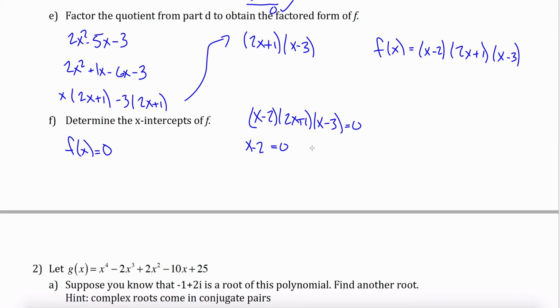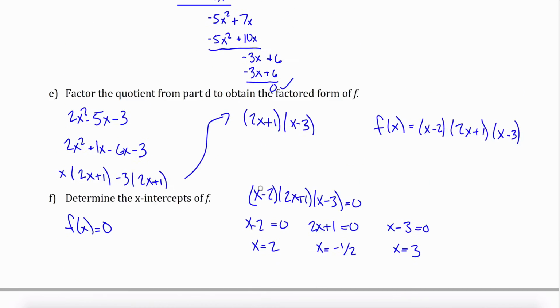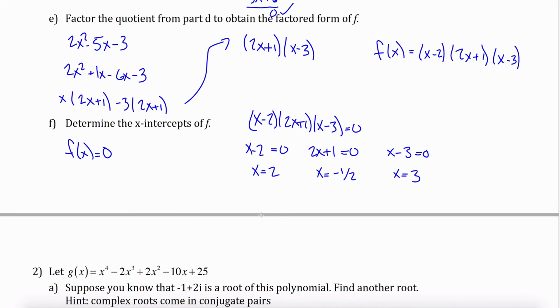So if x minus 2 equals 0, or 2x plus 1 equals 0, or x minus 3 equals 0. So if I solve these three equations, if I add 2 to both sides of the equation here, or subtract 1 and then divide by 2 here, or add 3 here, I get the x-intercepts. So I got 3 x-intercepts of this polynomial, all this work to figure out those 3 x-intercepts.